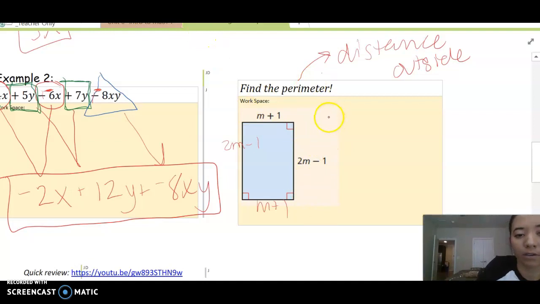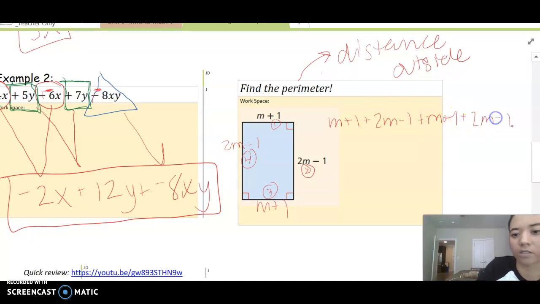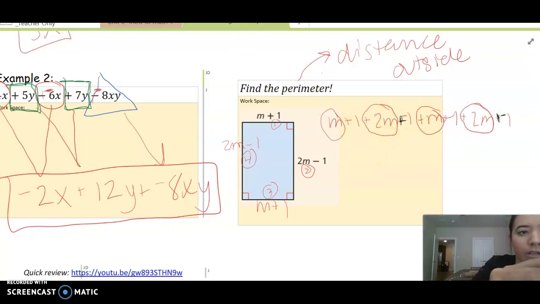And you'd be right. So I'm just going to write out m plus 1. That's side 1. Side 2 is 2m minus 1. Side 3 is m plus 1. And side 4 is 2m minus 1. So we added side 1, side 2, side 3, side 4. And now we can combine them. I'm going to go through and keep, change, change, subtraction. And now draw shapes around my like terms. I have an m, a plus 2m, a plus m, and a plus 2m. I have a positive 1, a negative 1, a positive 1, and a negative 1.